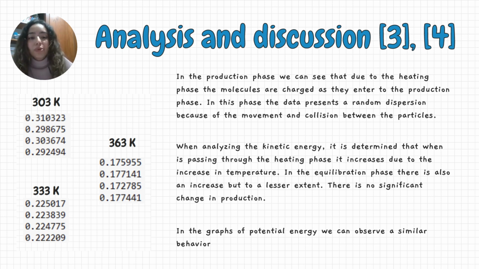In the production phase, we can see that due to the heating phase, the molecules are charged as they enter the production phase. In this phase, the data presents a random dispersion because of the movement and collision between the particles. When analyzing the kinetic energy, it is determined that when passing through the heating phase, it increases due to the increase in temperature. In the equilibrium phase, there is also an increase, but to a lesser extent. There is no significant change in production. In the graphs of potential energy, we can see a similar behavior.